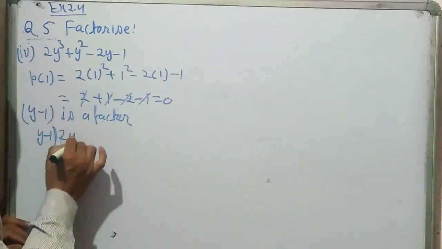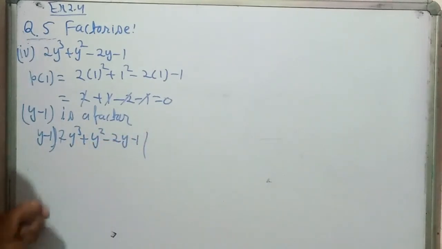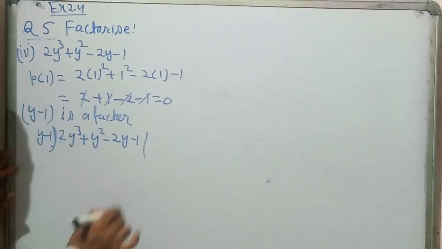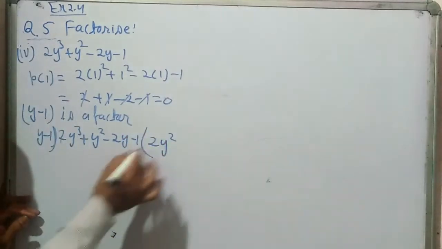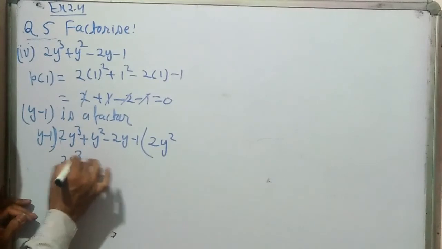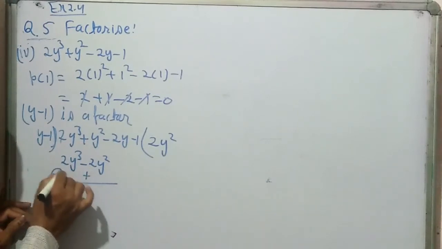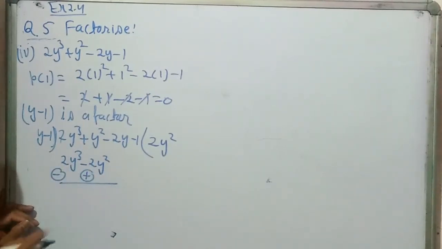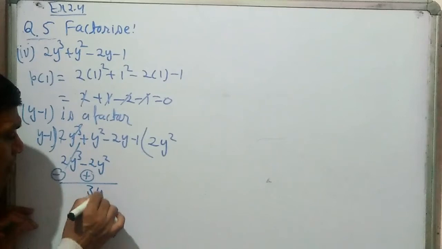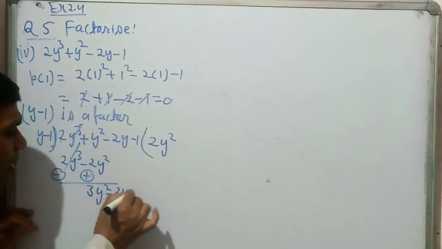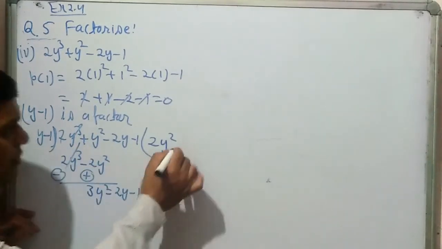We divide the polynomial 2y cube plus y square minus 2y minus 1. Now 2y cube upon y, 2y square. So 2y square into y, 2y cube. 2y square into minus 1, minus 2y square. Cancel. Plus y square plus 2y square, 3y square. Minus 2y minus 1. Same process, 3y square upon y, 3y. So plus 3y.